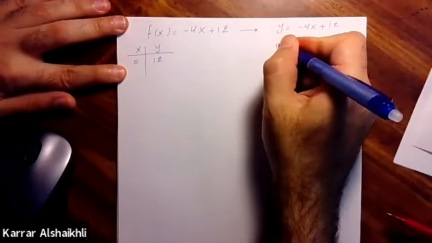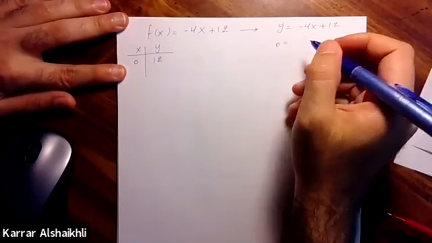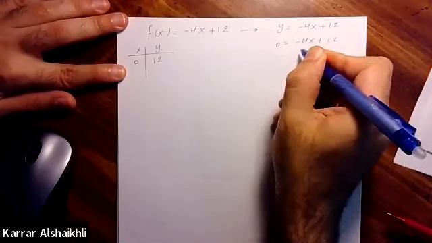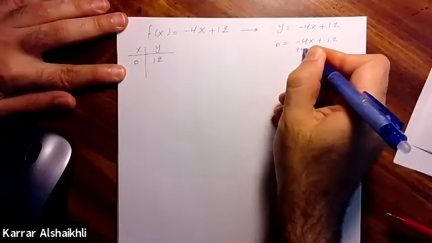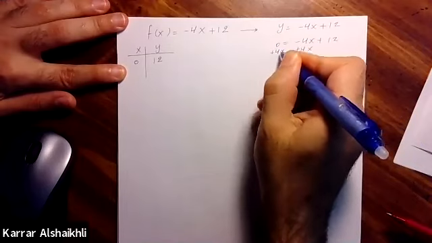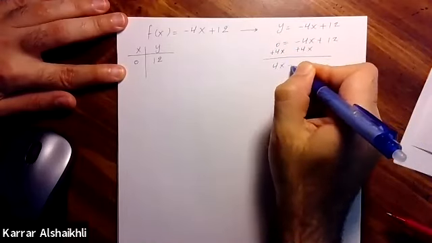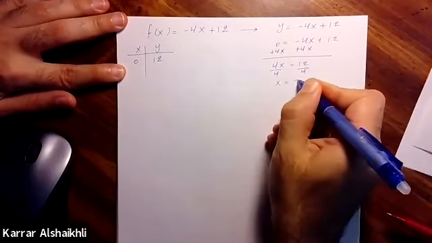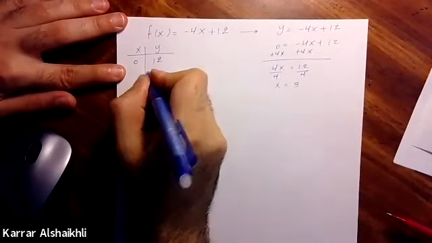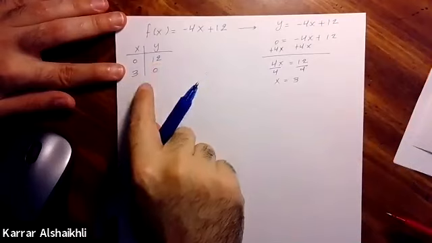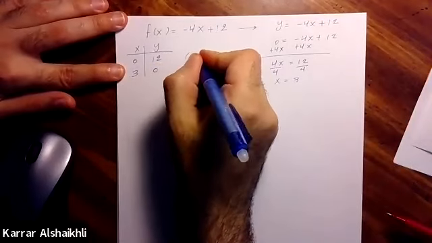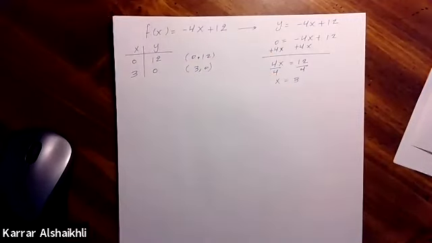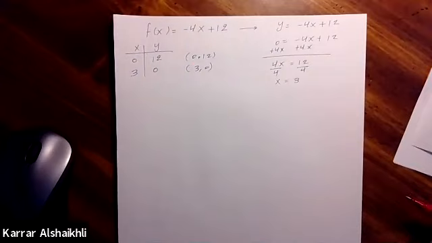So if I let y equal 0, here it is going to be 0 equals -4x plus 12, and move this one here by adding 4x. So it's going to be 4x equals 12, divide by 4. So x is going to be equal to 3. That means when y equals 0, x equals 3. So I got 2 points from here. The first point is 0, 12, and the second point is 3, 0. Graph these 2 points to get the graph for this function.